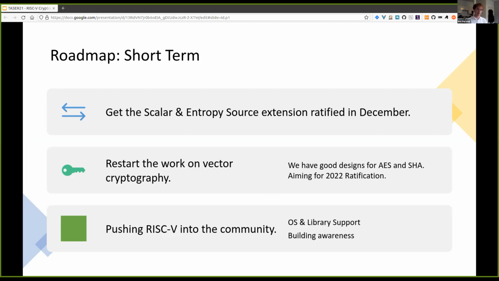we'll hopefully have NIST telling us which post-quantum algorithms have become standardized. So there's scope for looking at what new instructions, or which other instructions that already exist, we would want to include in a cryptography extension.